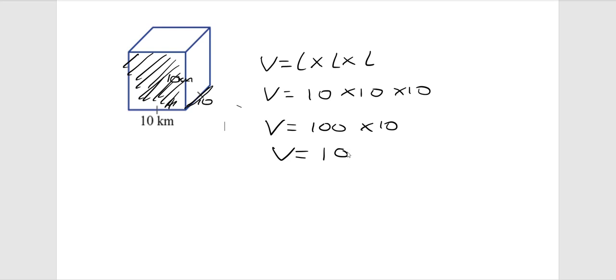So just add the zeros together, 1, 2, 3, so kilometers squared. So I have 1,000 kilometers squared. Cubed. We are doing volume. So our final answer, make sure you got a cube there.